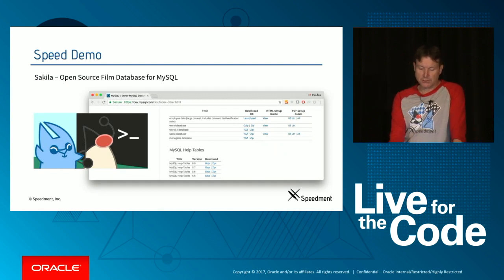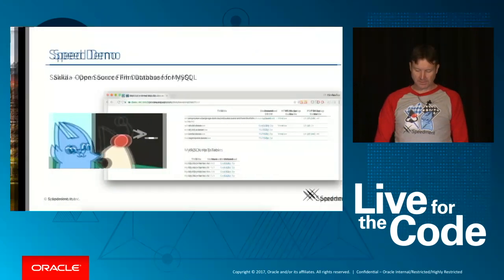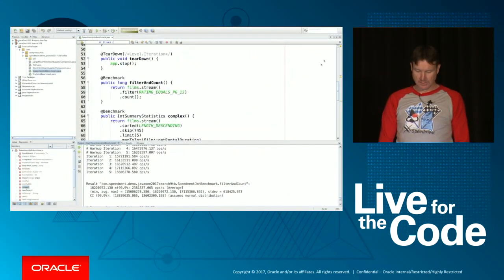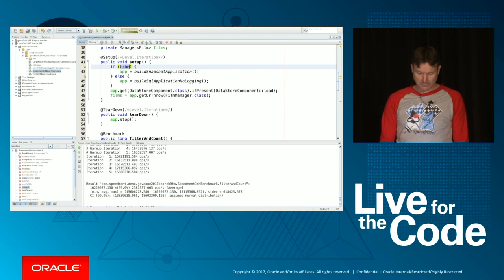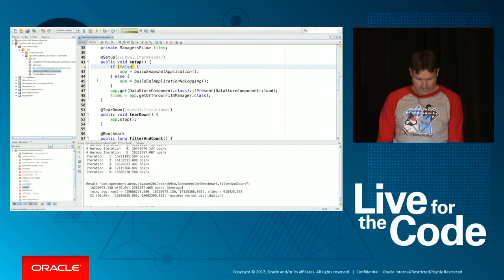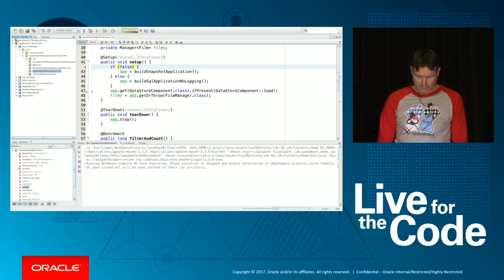So I'm going to show you a speed demo. In my last talk, I had this Sakila database, which is a film database. So I'm going to show you some examples here. Let me show. Can you see this? Okay. First of all, I'm going to start, because it takes a while for this to execute. Let me first say that I don't want to use acceleration. I'll just start. Okay, now it started.